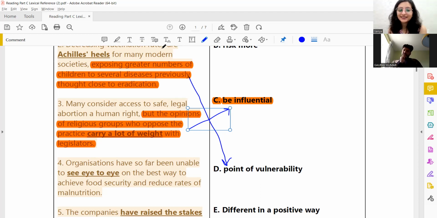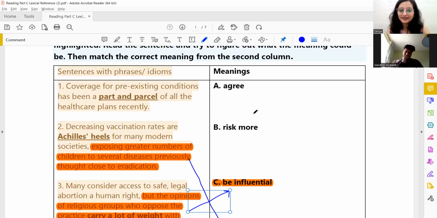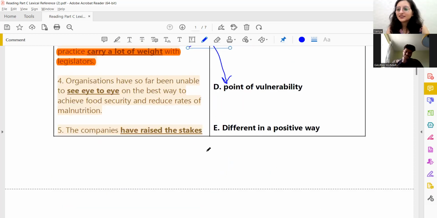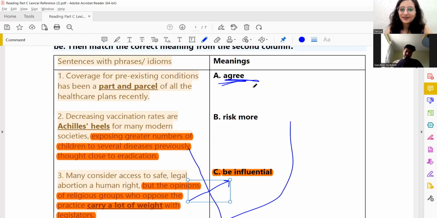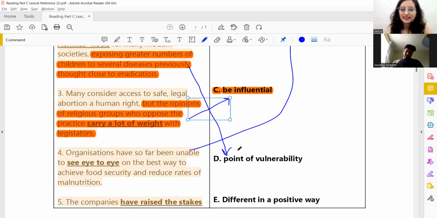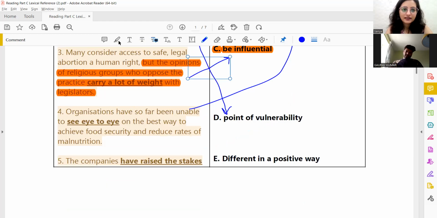No, it is actually agreed that they have been unable to agree on the best way. Yes, to see eye to eye. That means to agree. So if you remember, even in the second activity, we were saying that it stalled the process because they could not agree. Yes. Okay. So let's look at the next one.